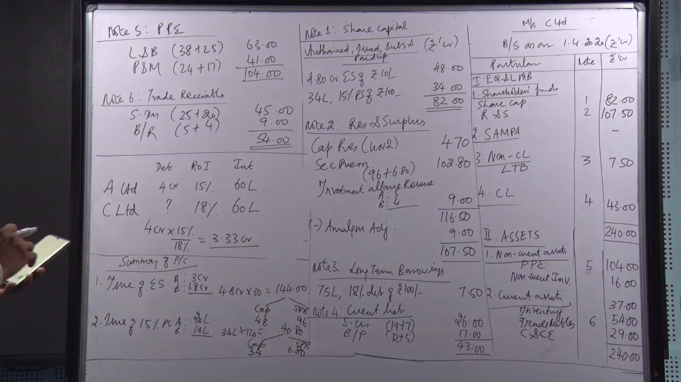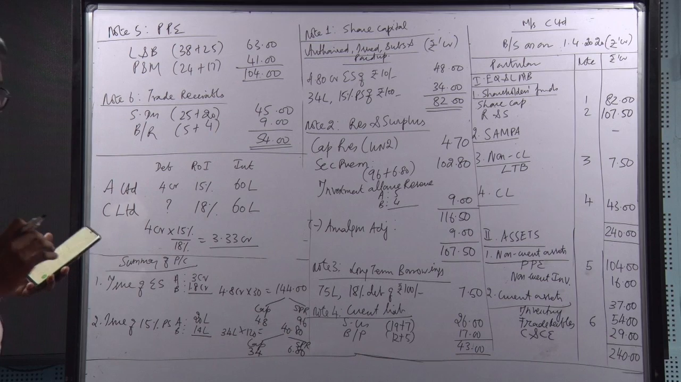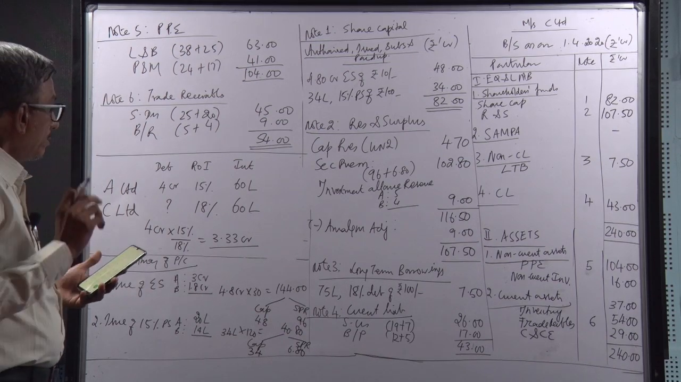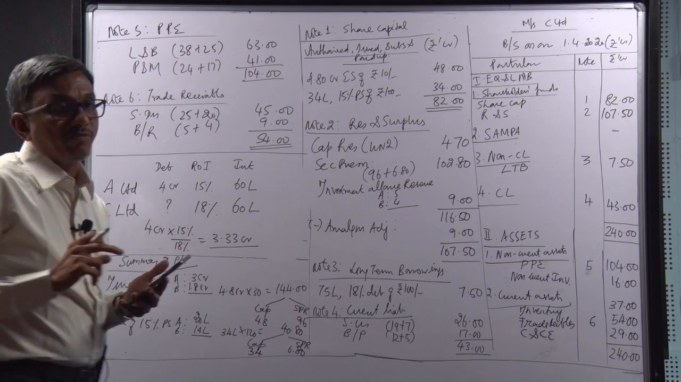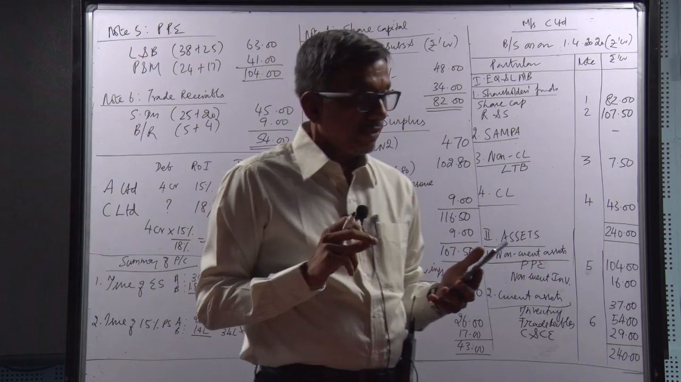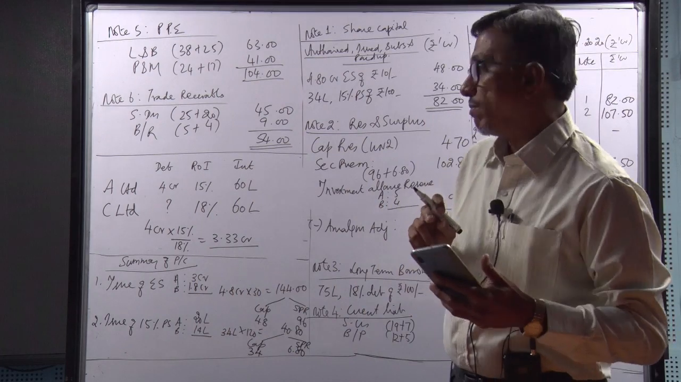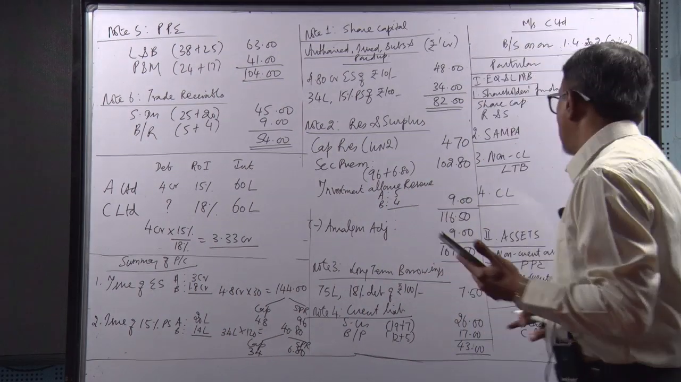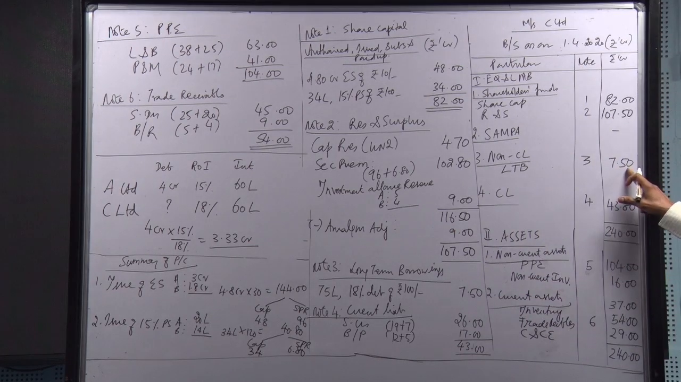At the rate of 15% it will be 75 lakhs. If I want to get the same 75 lakhs at 18%, what is the value of debentures to be issued in C Limited? That will be 4 crore and 17 lakhs. That is how we got 3.33 crores worth of debentures for A Limited, 4.17 worth of debentures for B Limited. Total comes to 7.5 crores.